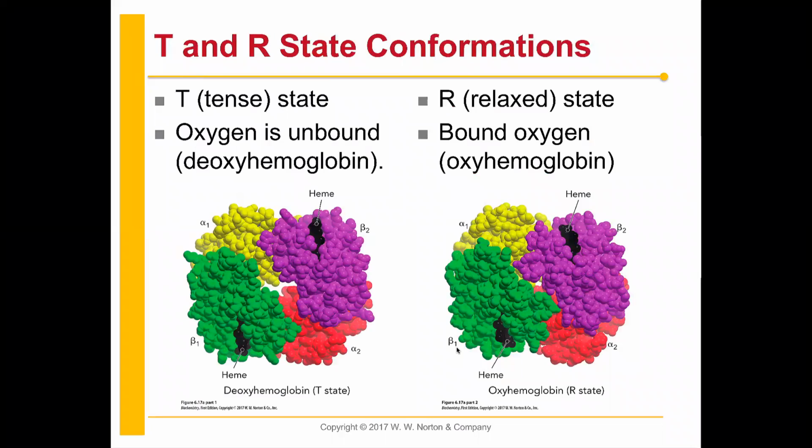All right, so in the video, they were talking about the oxygenated state and the deoxygenated state, right? When oxygen is unbound, we call it deoxyhemoglobin, and that is the T state. When oxygen is bound, we call it the R state, or the relaxed state, and that is oxyhemoglobin. So it actually has oxygen bound to it, right?